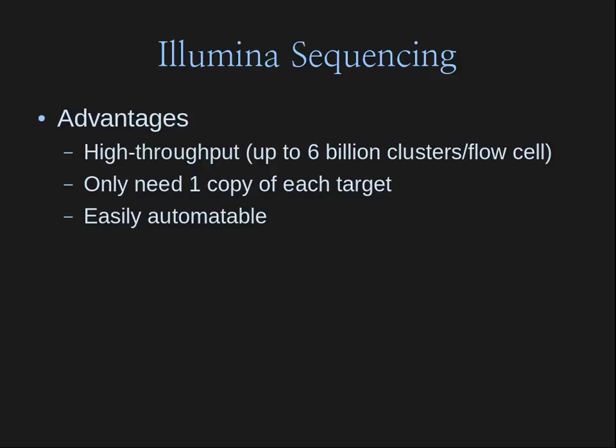The great thing about Illumina is that we have really high throughput. This is essential for RNA-Seq because when we're looking at tons and tons of transcripts, we need to be able to sequence lots and lots of chunks of DNA. The other thing that makes this really useful for RNA-Seq is that we only need one copy of each target to hybridize to that flow cell, and then we can amplify it on the flow cell. So we don't have to have tons of copies. We can have very few copies of each transcript and still get sequencing on that. And it's easily automatable.